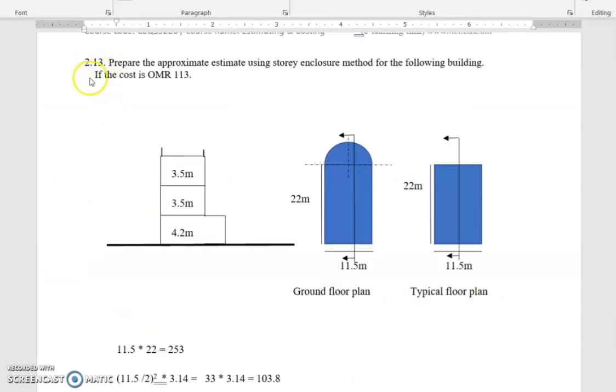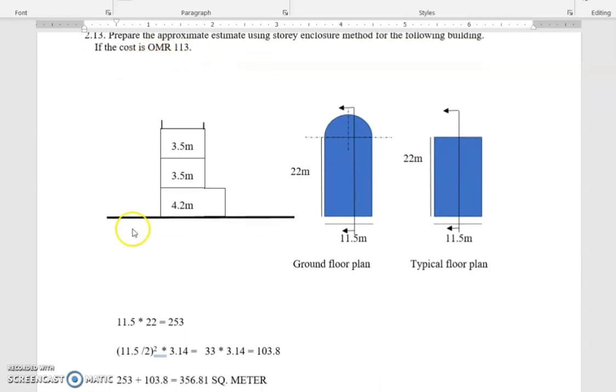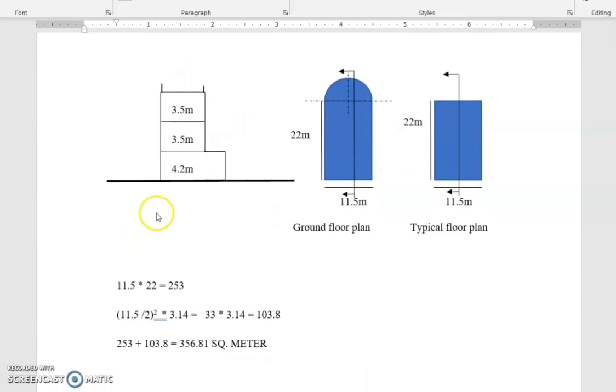Now for question 2.13: prepare the approximate estimate using the story enclosure method for the following building if the cost is 113 Omani riyals. So this is the sectional plan for the building, this is the ground floor plan, and we have the typical floor plan.